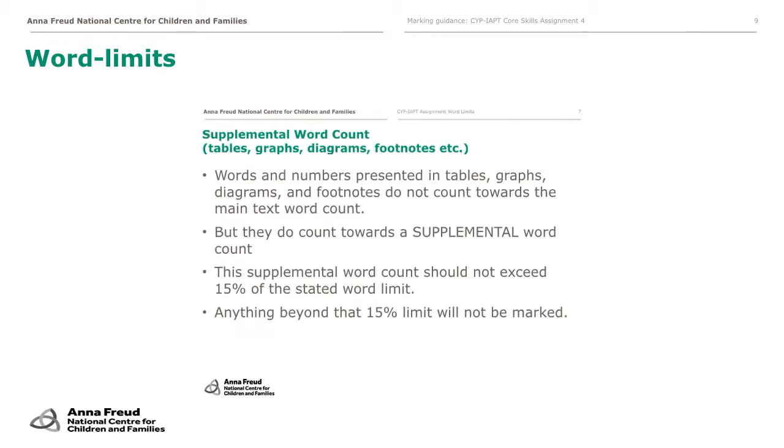So although all the words and numbers presented in tables, graphs, diagrams and footnotes, etc. do not count towards the main text, they do count towards a supplemental word count. And that supplemental word count must not exceed 15% of the stated word limit for that assignment. Anything beyond that 15% will simply not be marked.